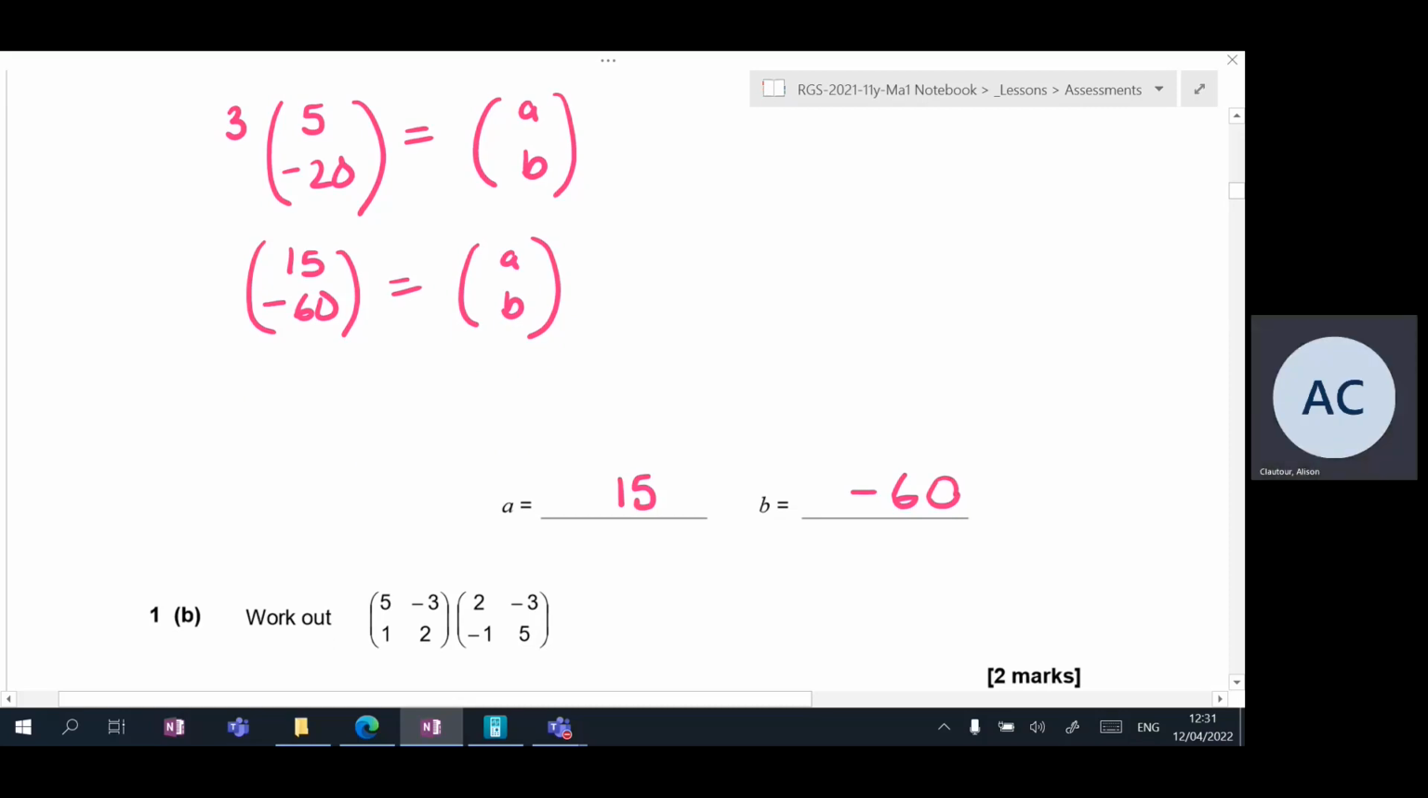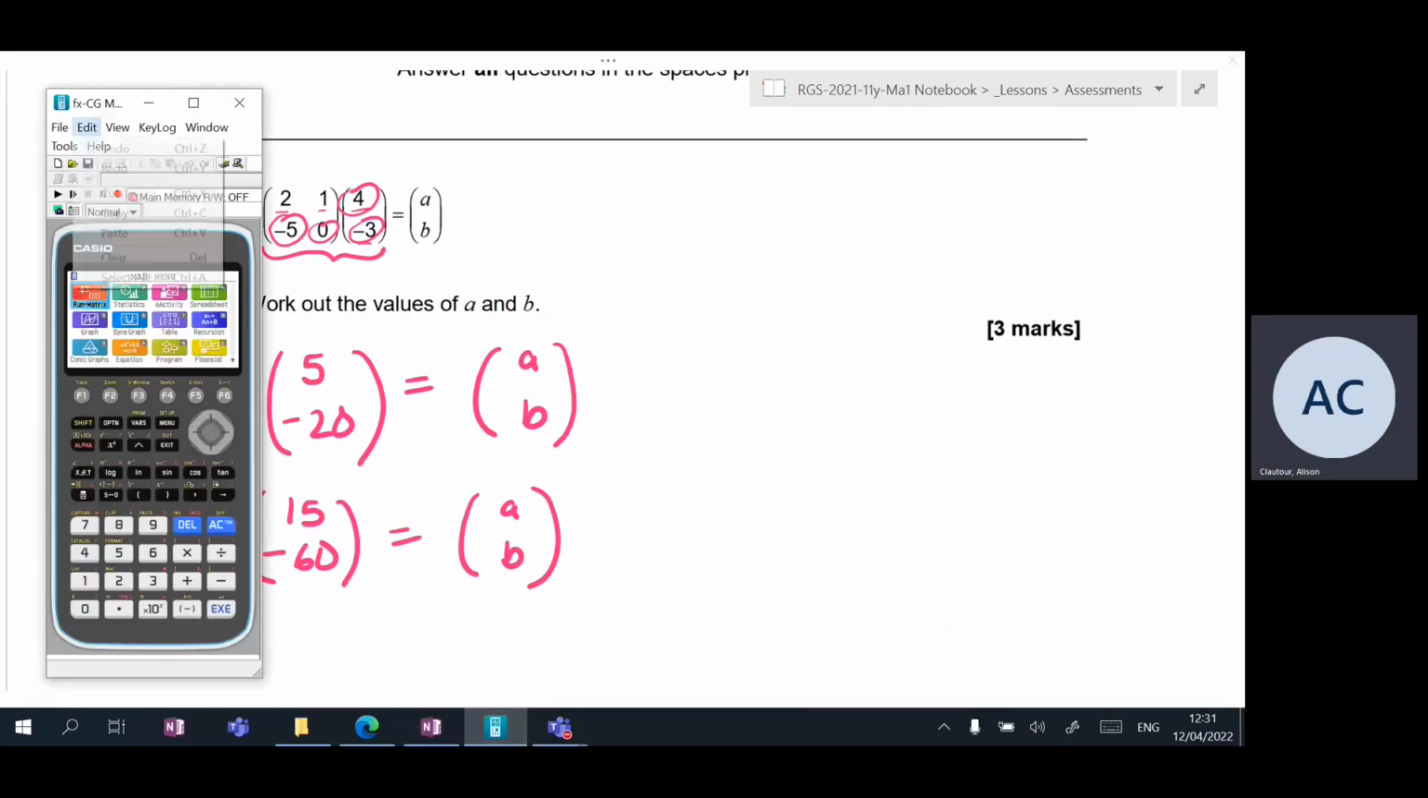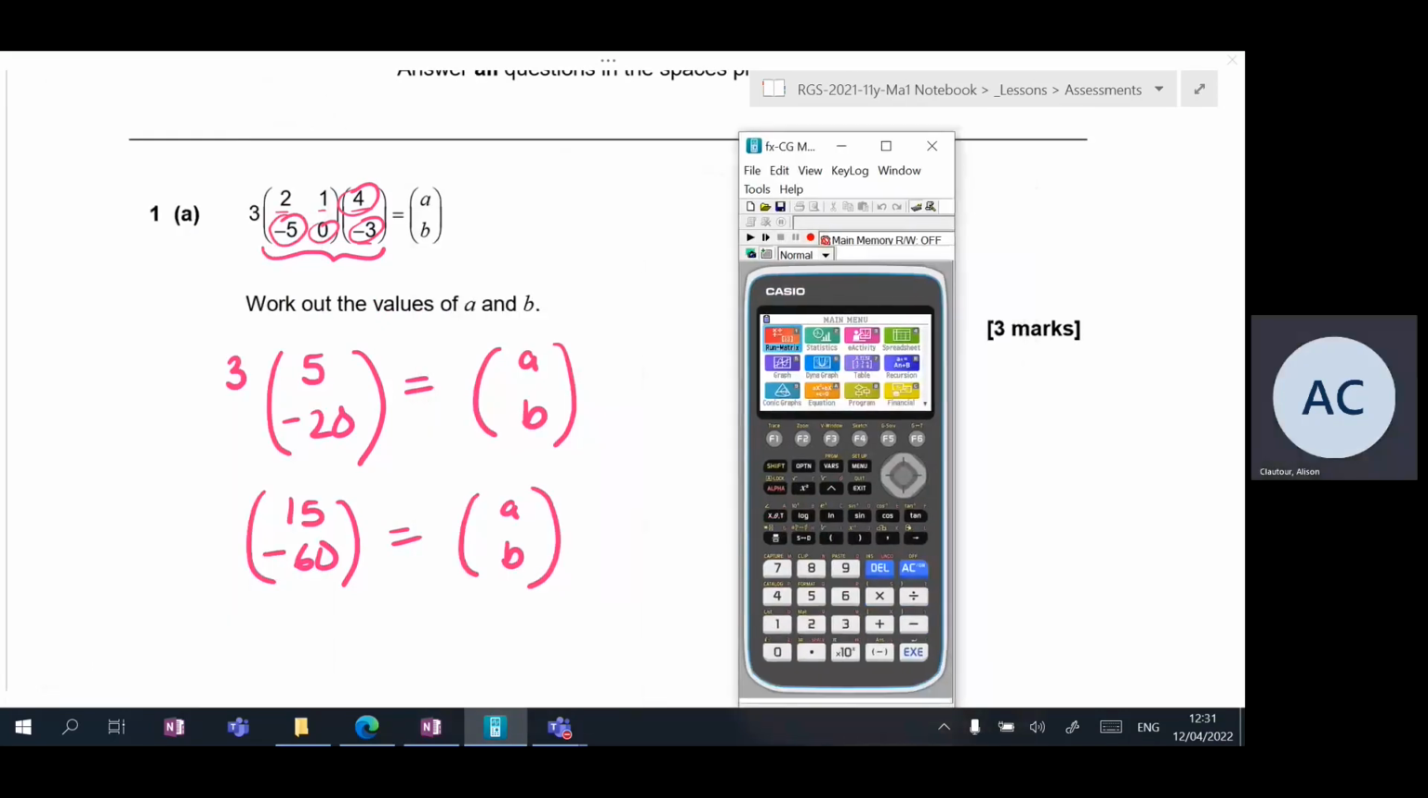You can actually use your calculator to multiply matrices together. This one was pretty quick to do in your head, which is why I've done it in my head. However, on your calculator, if you go into your normal mode, you can see an option here, F3, it says matrices. You just need to type in the size of the matrix. So my first one is a 2 by 2. We can just type in 2, 1, minus 5, 0. Then press exit.